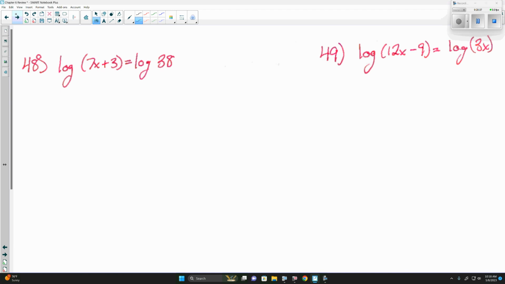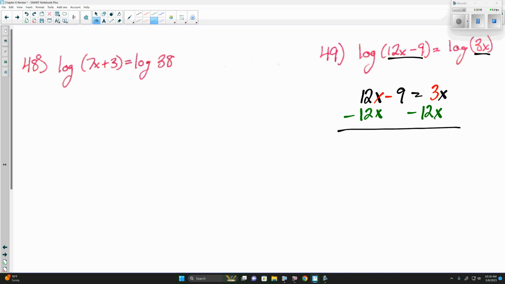49. Since we only have two logs and they're equal to each other, there's nothing else, we have our one-to-one property. What that states is that what's inside the logs has to be equal. So 12x minus 9 is equal to 3x. At this point, we need to get x by itself. We can subtract 12x from both sides, telling us negative 9 is equal to negative 9x. And last but not least, we can divide both sides by negative 9, telling us x is equal to 1. And that's it.